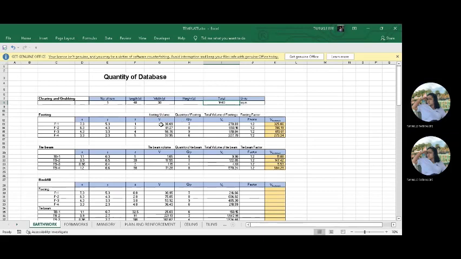For our footing, we have the length of 7.3 and the width of 5.3 and the height of 1. And to get the footing volume, we multiply the length, the width, and the height. And we input the quantity of footing. We have 7. And in order to get the total volume of the footing, we multiply the footing volume and the quantity of footing.